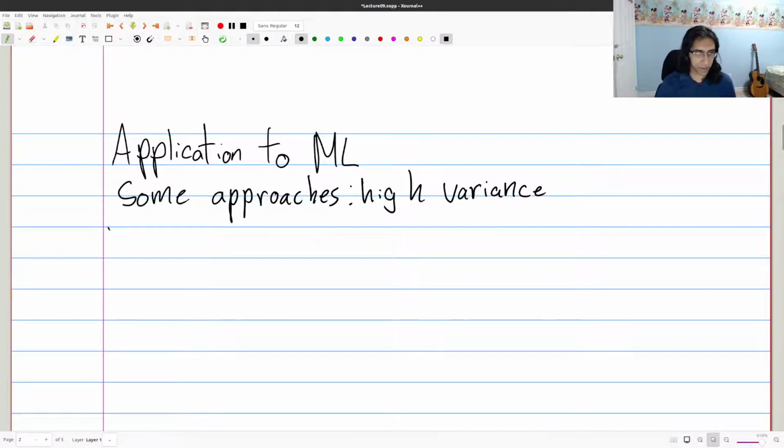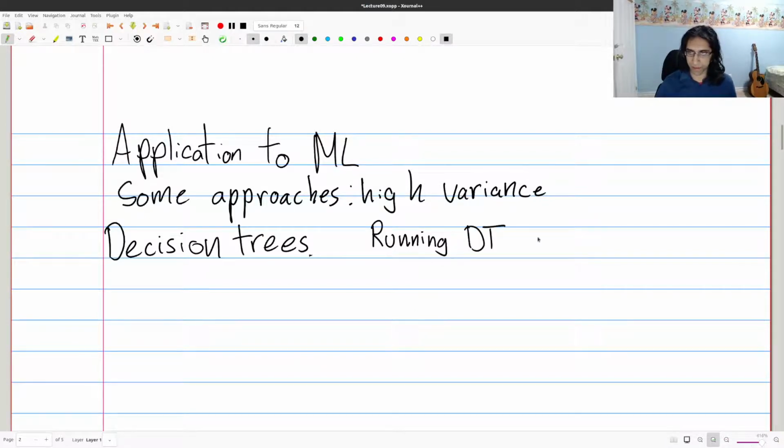Consider decision trees, a canonical example of a high variance machine learning algorithm, in the sense that if you split your data into two parts and then you ran a decision tree algorithm on the first part, as well as a decision tree algorithm on the second part, well, in many cases, these will give you very different trees and different algorithms. So let me just sort of summarize that. I'll use DT to say decision trees.